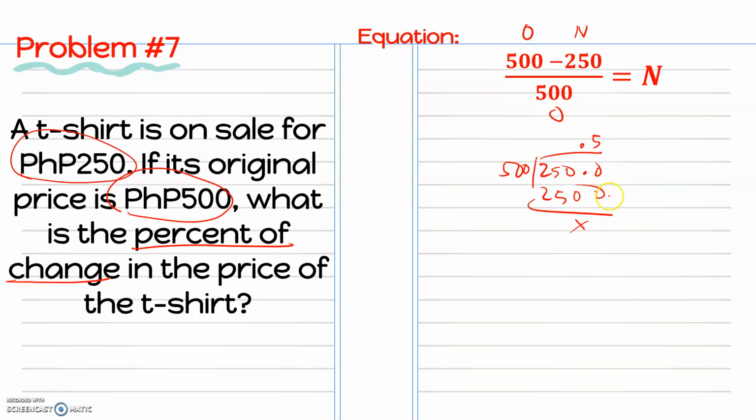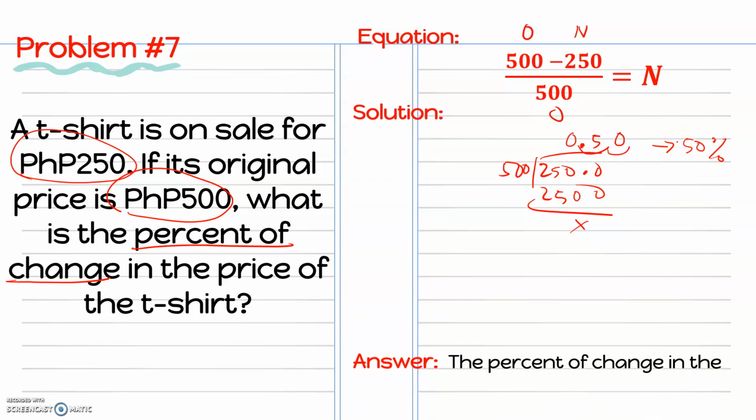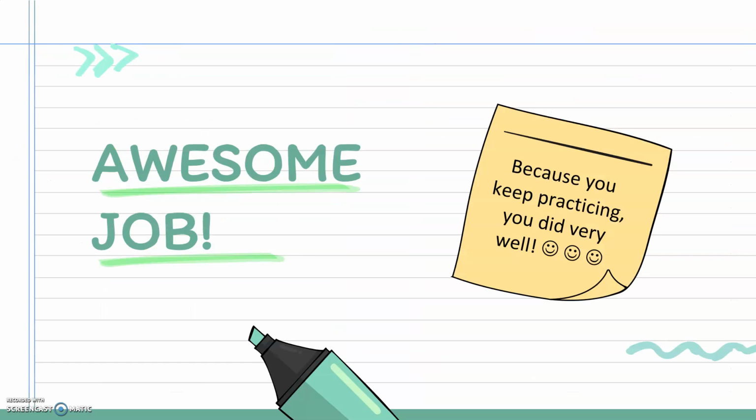Since there is no remainder, we'll stop dividing here and we will copy the decimal point above. Then we move it 2 times to the right to make it a percent. There is a space here, so we add a placeholder 0. So for our answer, we'll have 50%. Therefore, the percent of change in the price of the t-shirt is 50%.